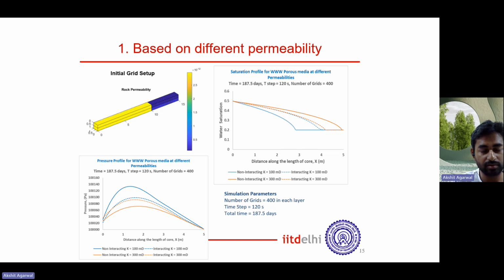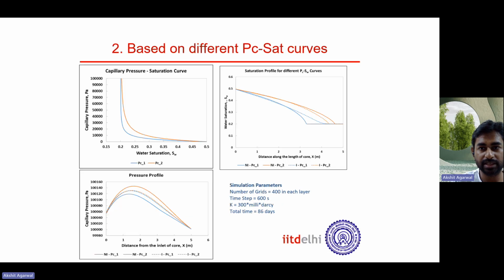Now I will talk about the second case, based on different capillary pressure saturation curves. In this case study, we simulate a two-layered porous medium with each layer exhibiting distinct capillary pressure saturation curves, as illustrated in this figure. These curves vary depending on the exponents, which are the fitting parameters, while the endpoints of the curves remain consistent. It is important to note that all other properties in both the layers remain identical.